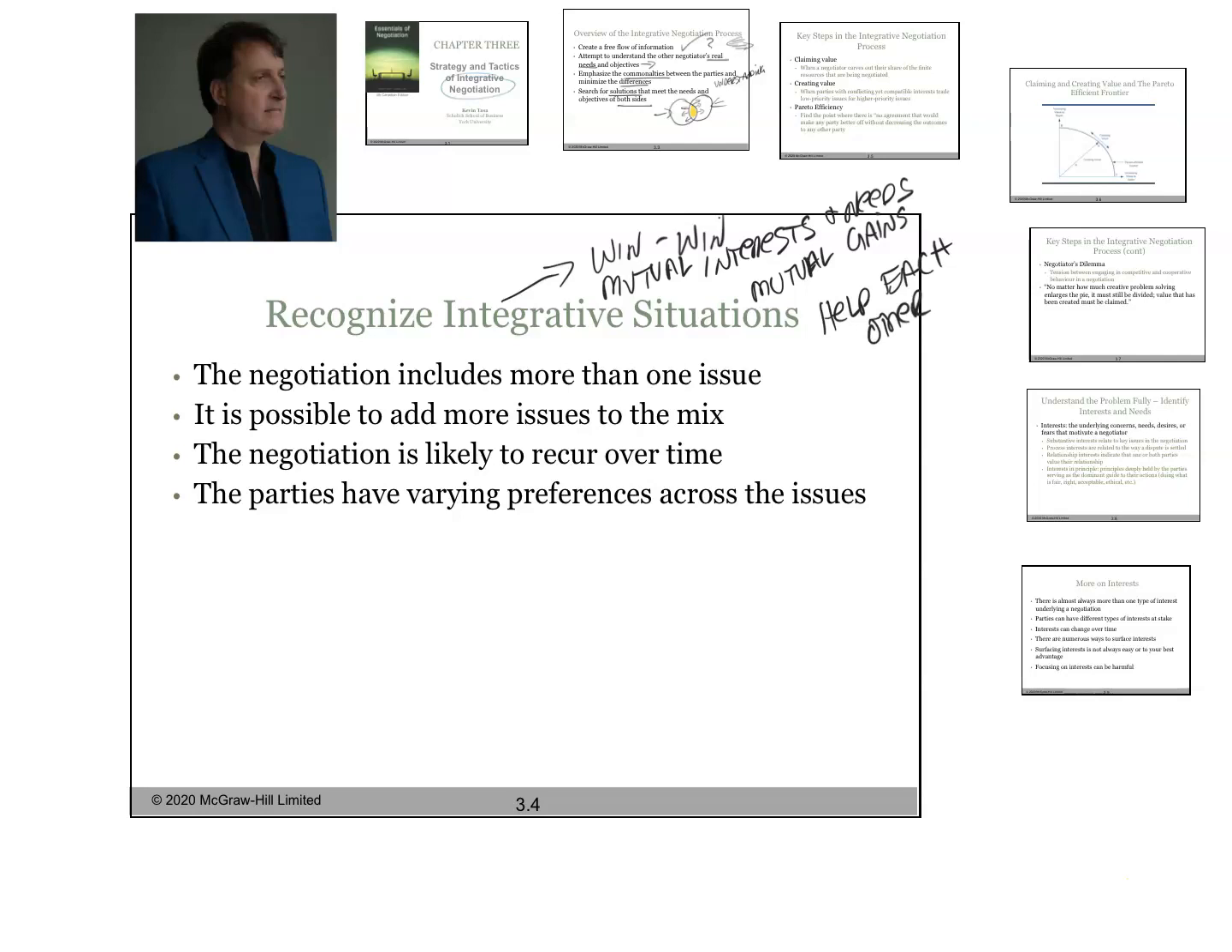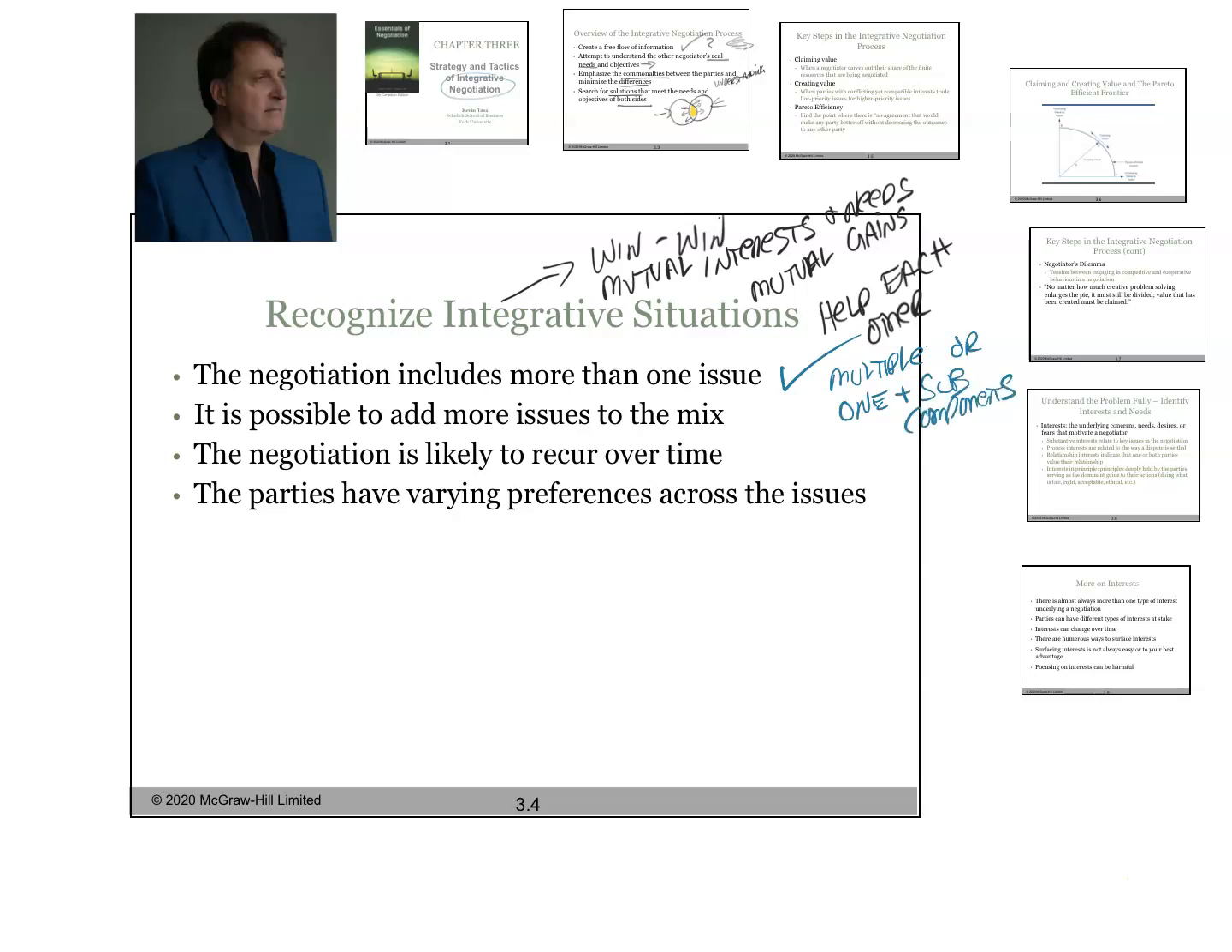So how do we recognize an integrative situation and differentiate it from a distributive situation? Well, there's some key things to look for. First thing is, is there more than one issue at stake? So it's not just price, it's not just quantity. Usually it's either more than one issue or the issue is more complex and it might have subcomponents. So again, multiple, or one plus subcomponents.